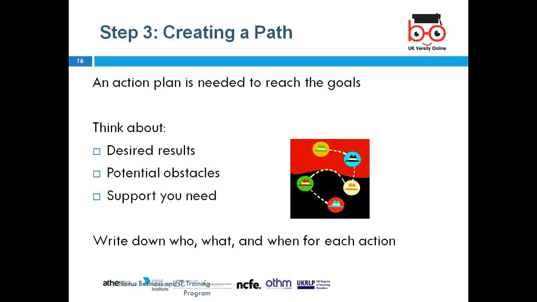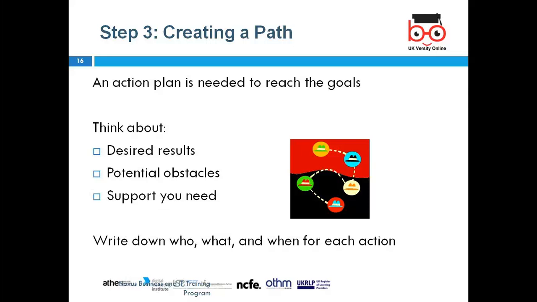Creating a path. Think about the desired result. What do we really want to achieve? We want to increase customer satisfaction from 80% to 95%. We want to improve, so how will we improve? We need training. We have to train our staff as well.